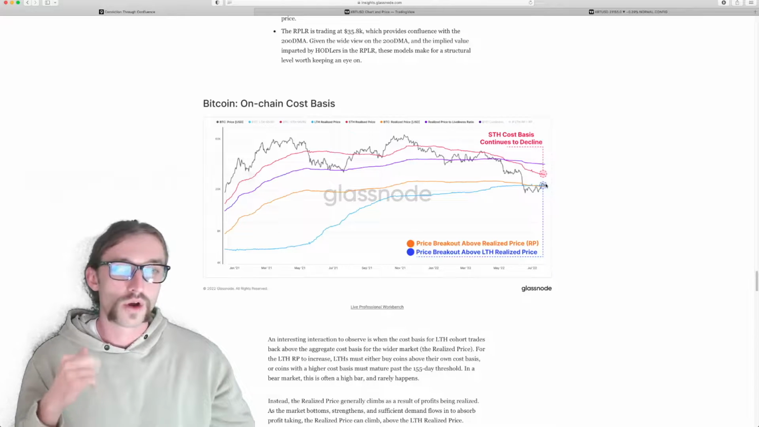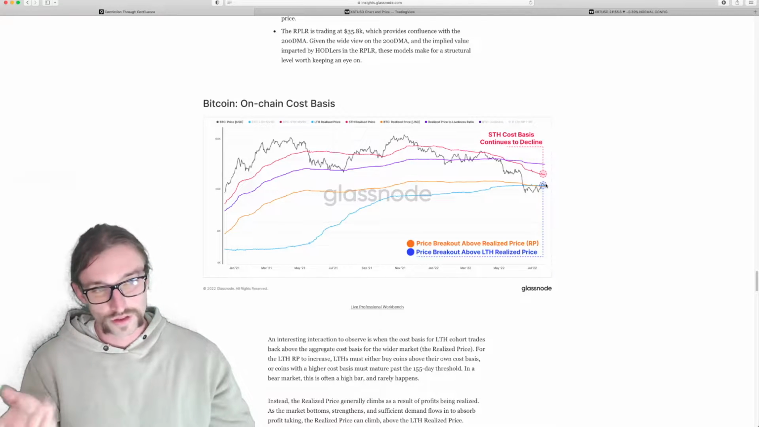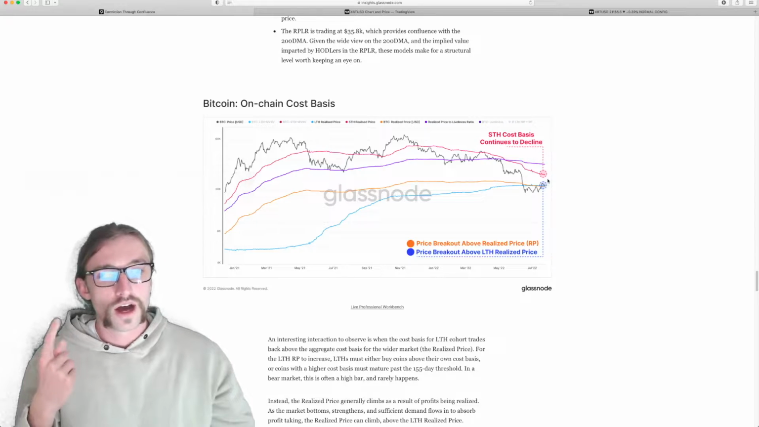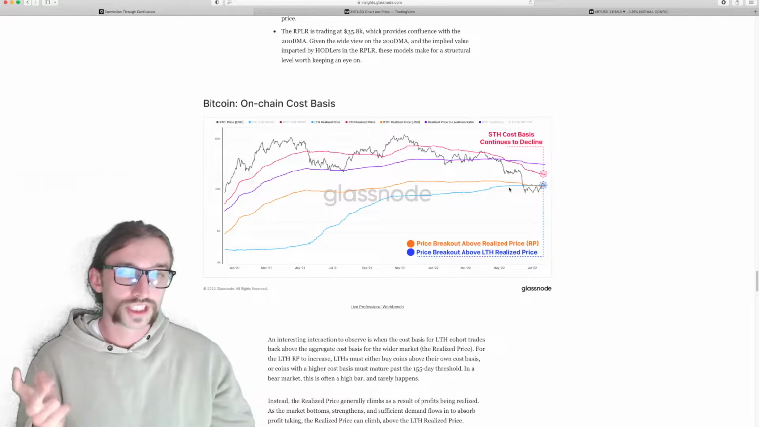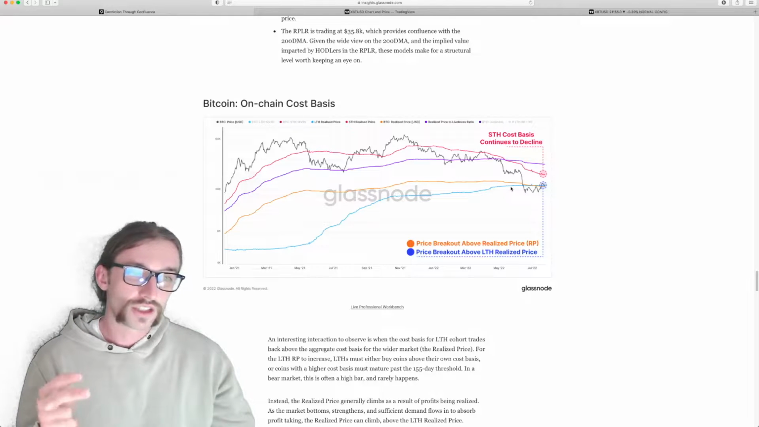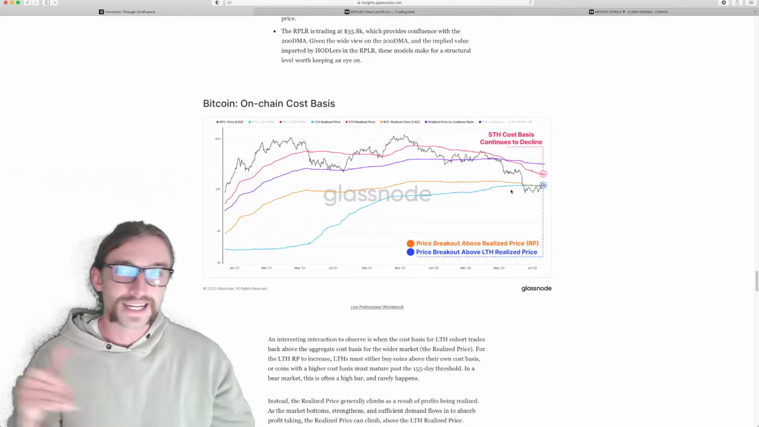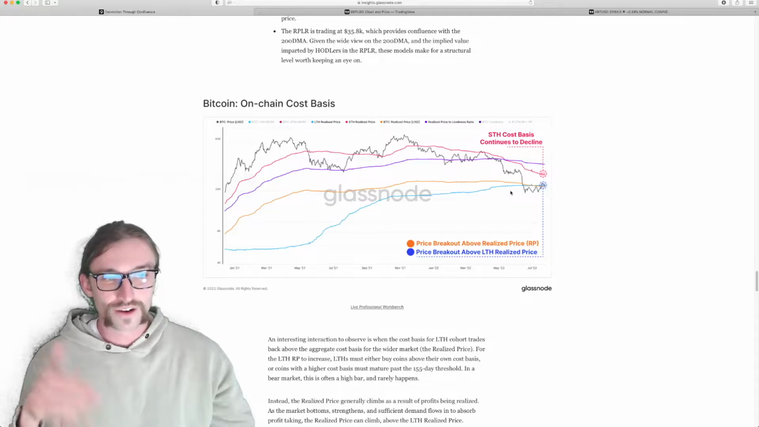This means one of two things, obviously going to go up or down. But if we break back above and create a floor here, not only on the 200-week simple moving average, but on these two on-chain analysis moving averages, the strength of the base support level is going to be more than just the 200-week simple moving average. You've got on-chain back in it as well.